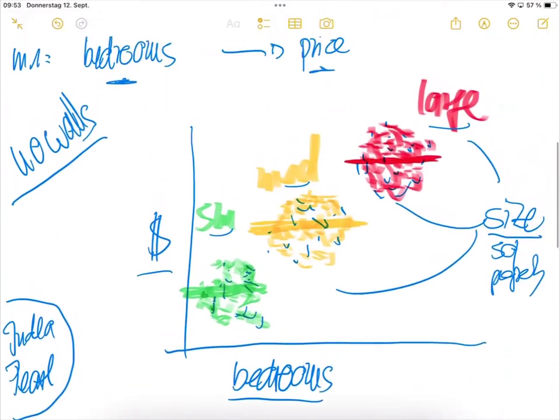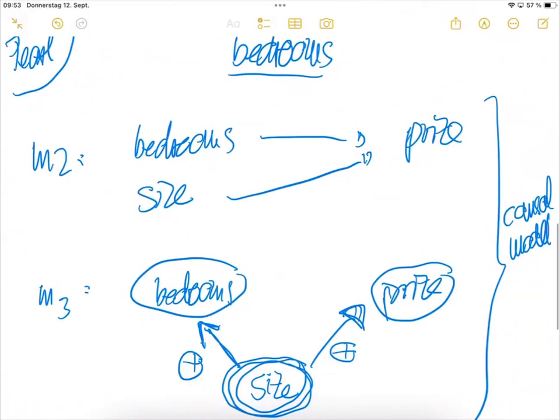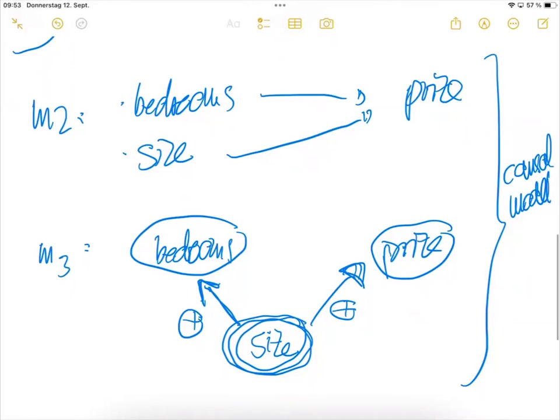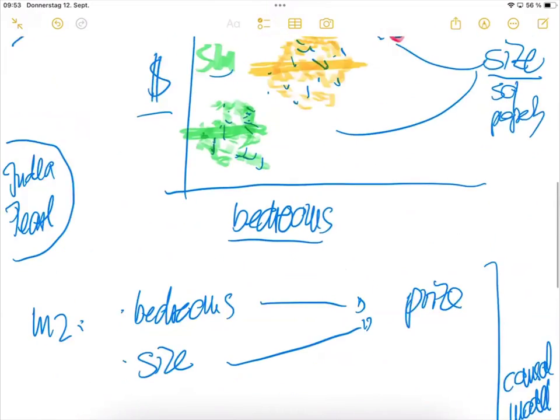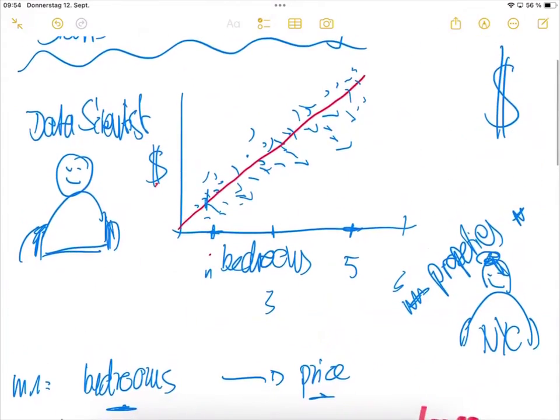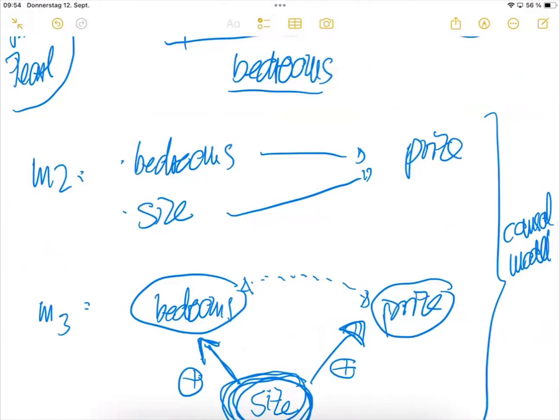Yeah, we now have three models, and those three models are quite different. In model 2, we had two causes, two independent variables, if you want. And here we've got one central cause and no causal connection between those two. And yes, we saw an association of bedrooms and price in our first sketch, right? But model 3 holds that's a spurious correlation.